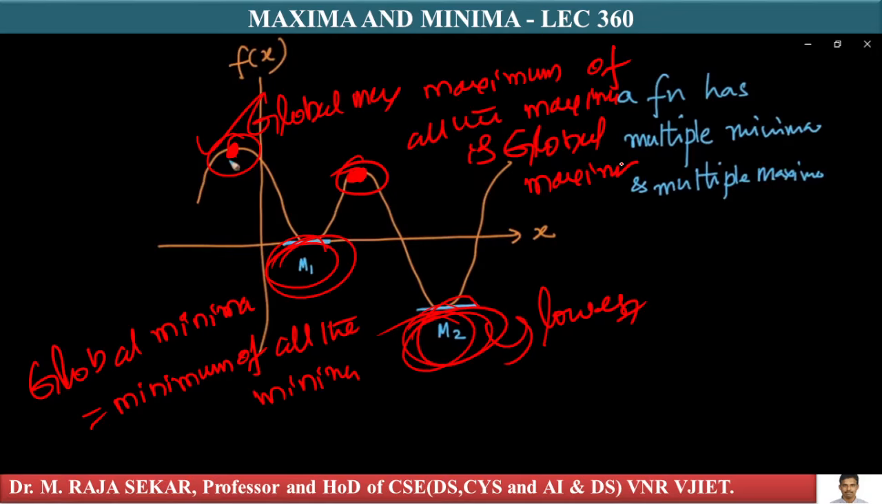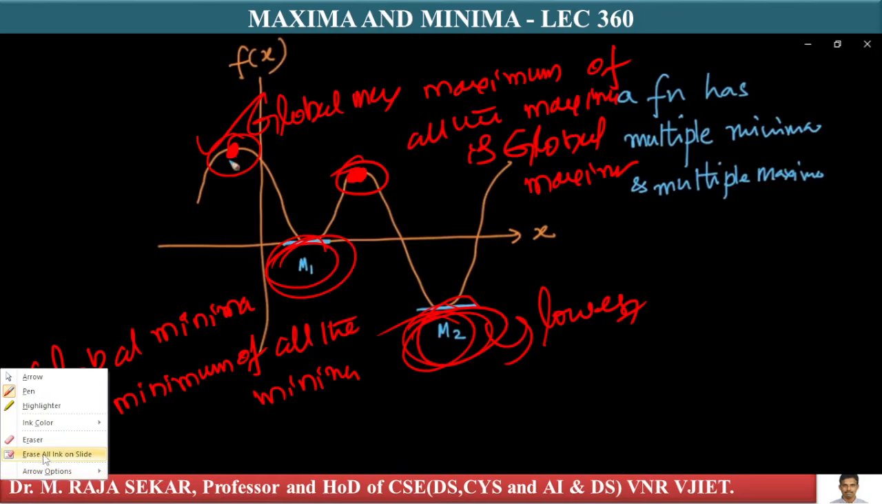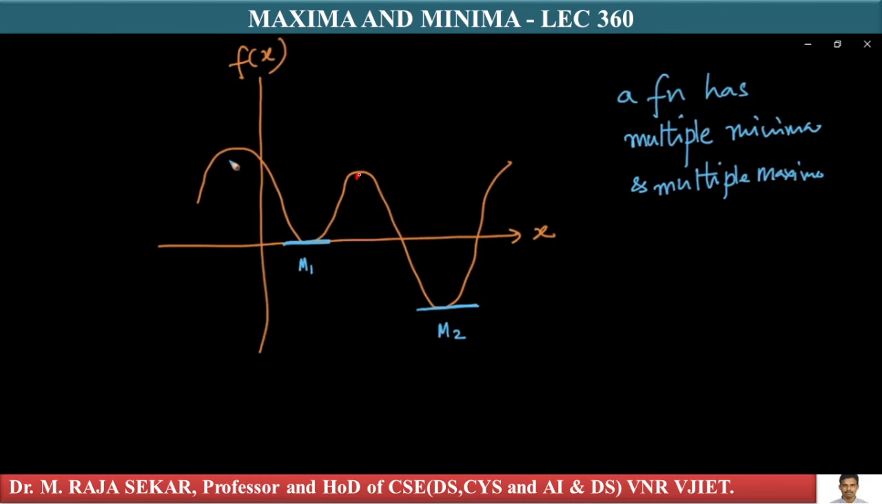For example, here, what is this? Here, this point A is local maxima. This, let me say, is global maxima. Here you have two maxima in which this one is bigger, isn't it? So it's possible to have multiple minima and maxima.